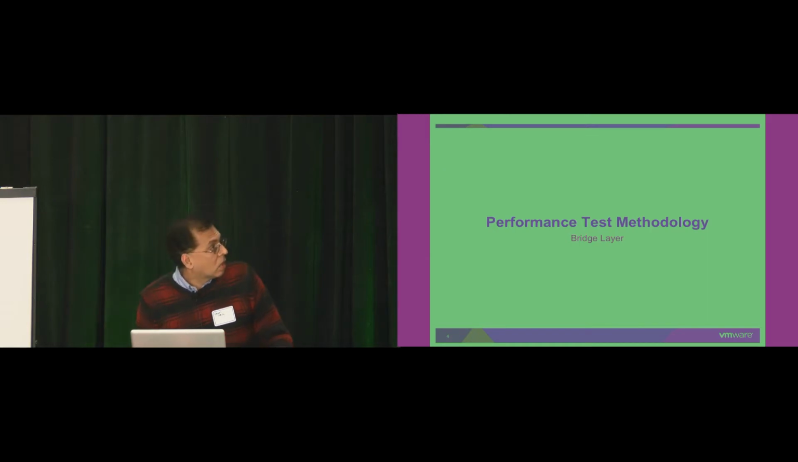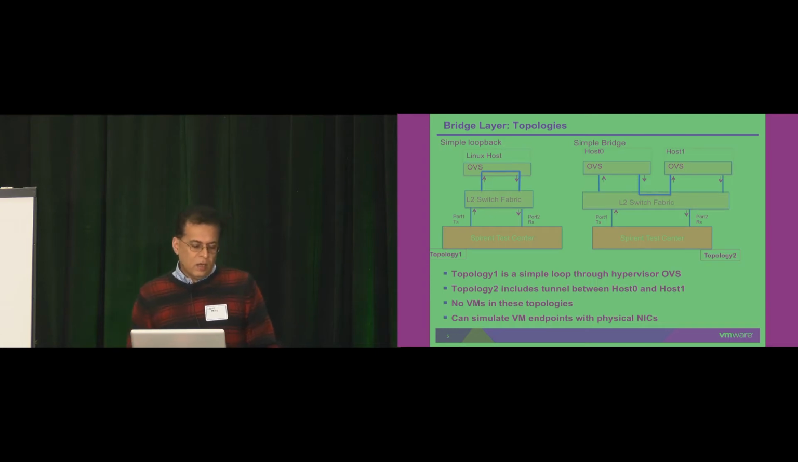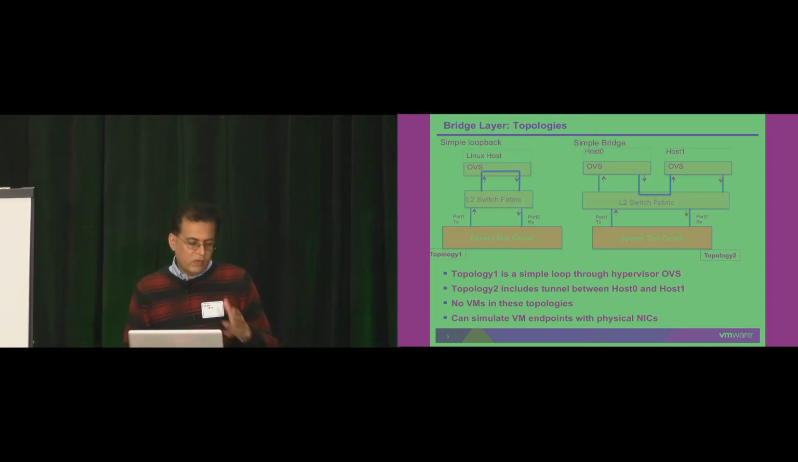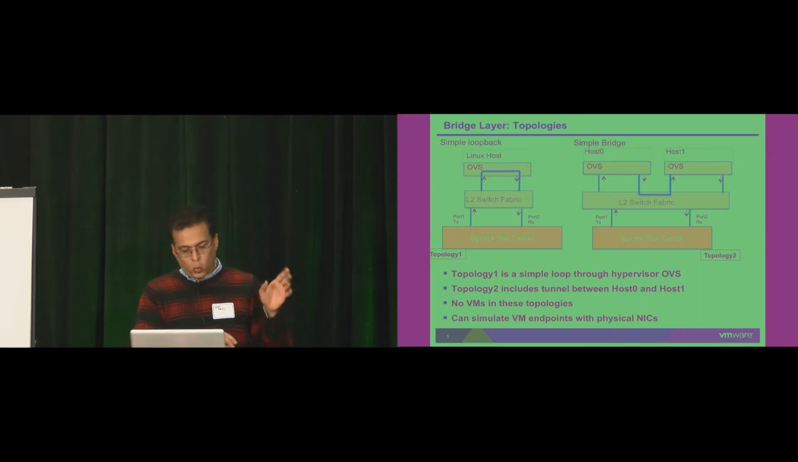Okay, talking about the bridge layer performance, which is the lower layer, we look at two simple topologies like this, the bare minimum topologies, to figure out the best case performance in forwarding. So in topology 1 on the left, there's a single server with OVS installed, and packets coming into port 1 go out port 2 and vice versa.